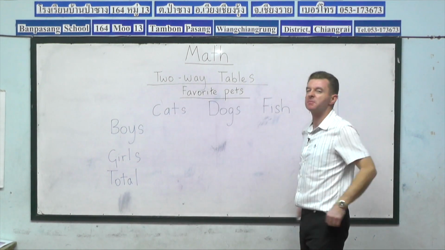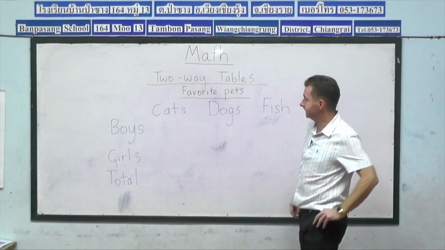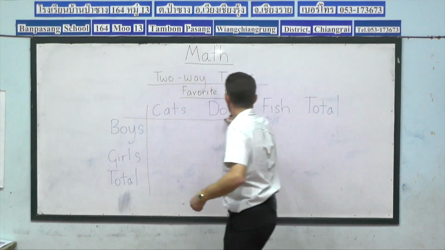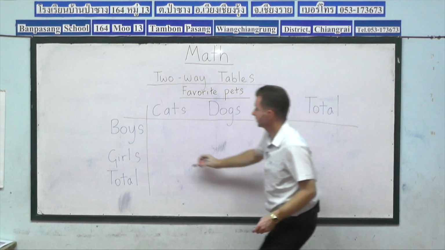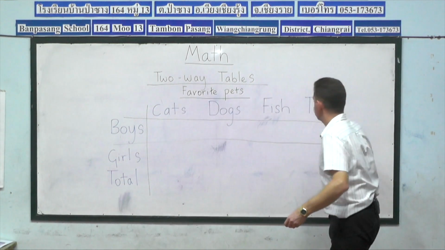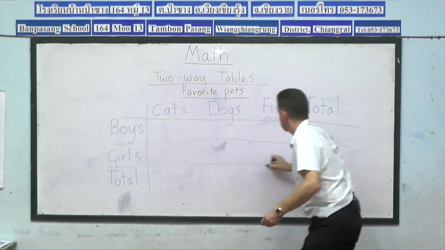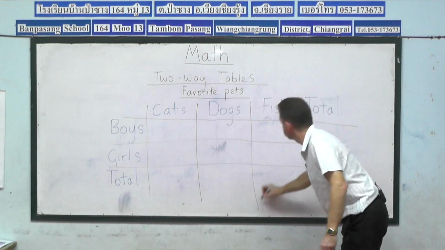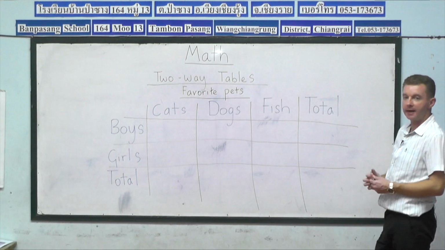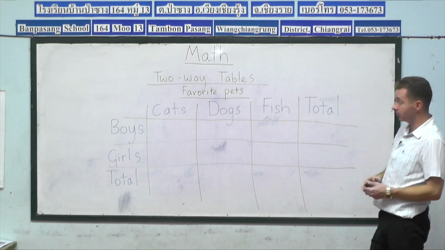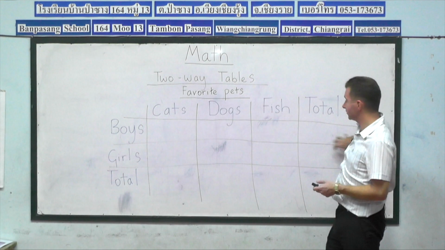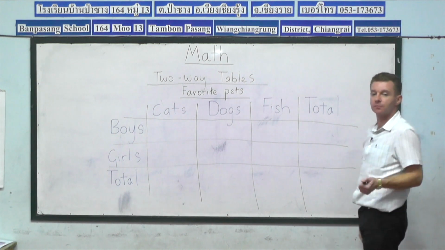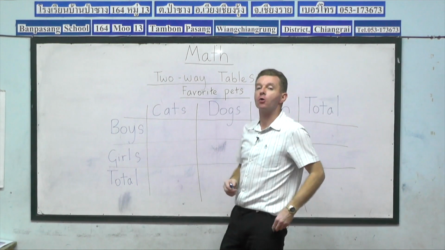Okay, now let me turn it into a table so it looks a little better. So what we've got, we need some lines. So a line there. A line going across here. And we separate all the different types of information for boys, girls, and total. And also for the different pets. Okay, so what we've got now is a two-way table. We have the information about the boys and girls going horizontally and the information about the pets going the other way. So guys, can you help me to complete our two-way table?